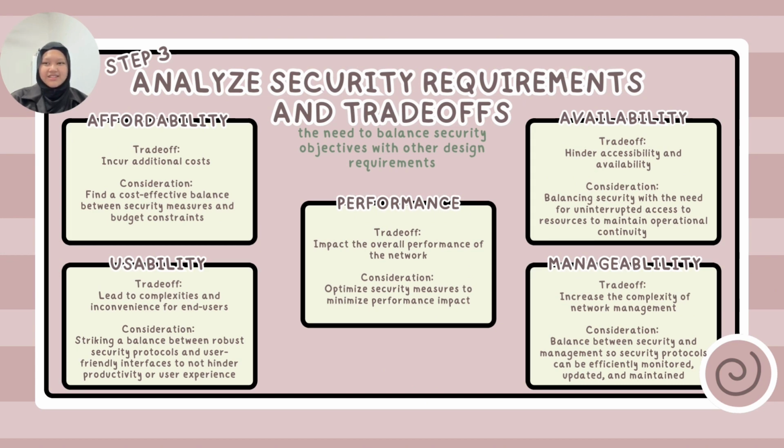Availability. Balancing security with the need for uninterrupted access is about operational continuity and preventing disruptions to essential services. Lastly, manageability, streamlining security measures for efficient administration. Balancing robust security with practical management ensures effective monitoring and updates.